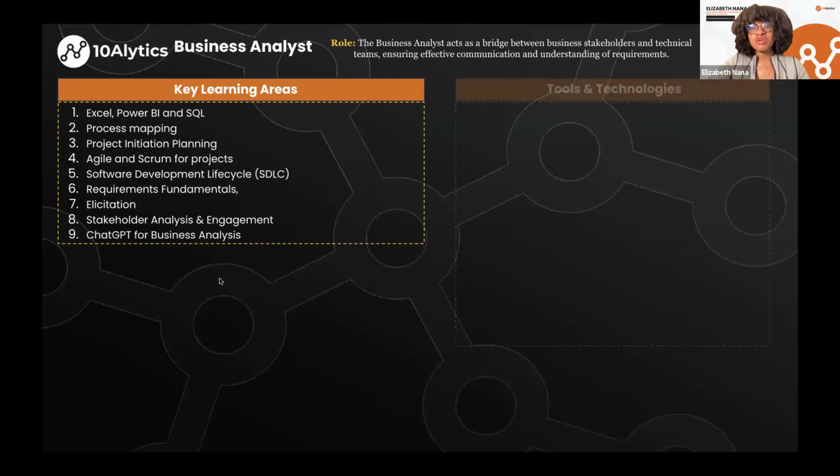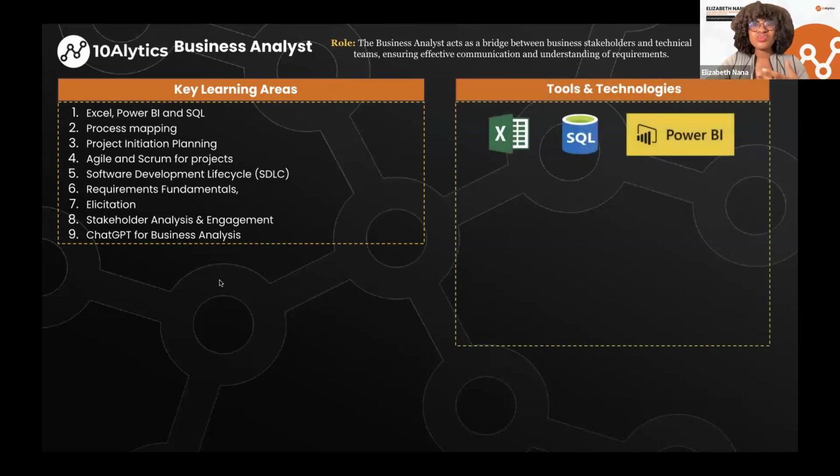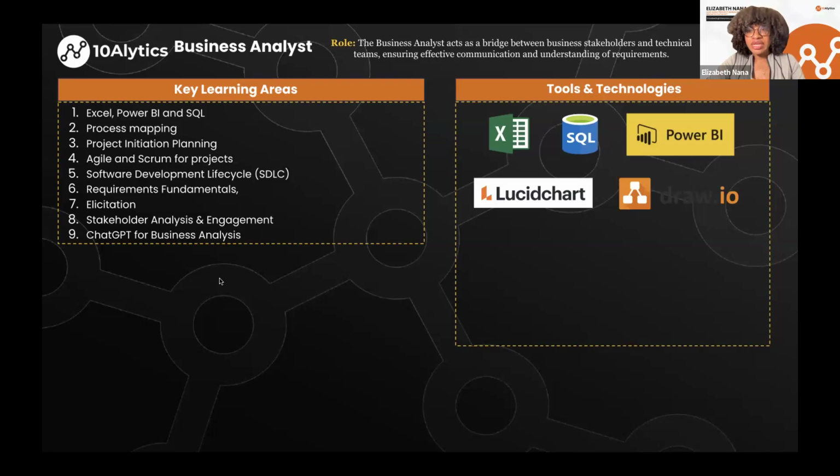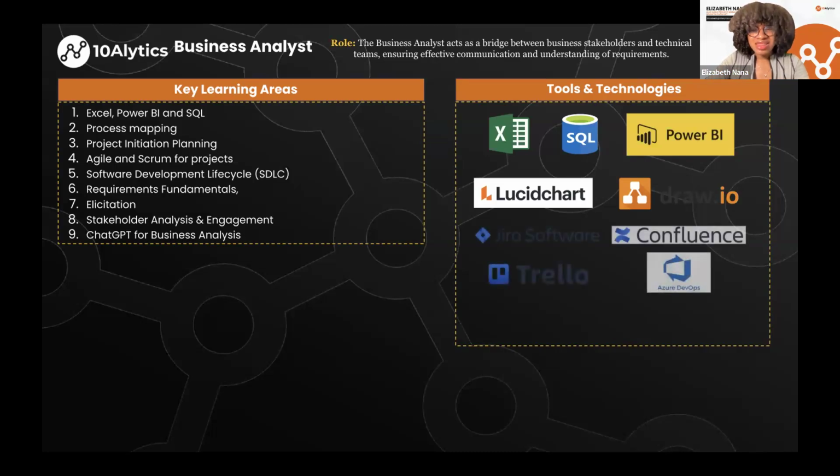So you're going to be learning a lot of things. You learn tools like Excel, like a data analyst. You learn SQL, you learn Power BI, right? You're learning Lucidchart and Draw.io. That was the tool she used earlier, Draw.io. Now you're going to learn how to use it like a professional. You're not learning how to use it like you would in a bootcamp. No, you're learning how to use it like a professional. You're going to learn how to gather requirements. You're going to learn how to use Jira, Trello, Azure, Confluence.